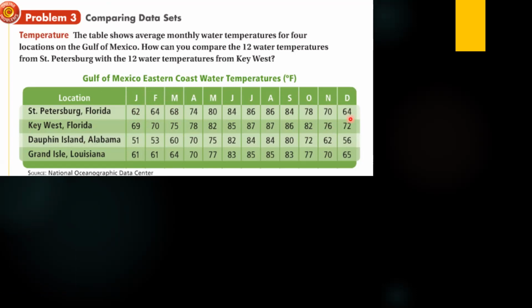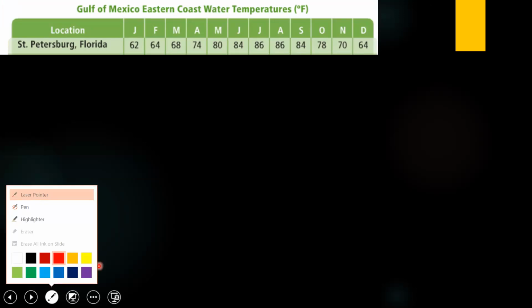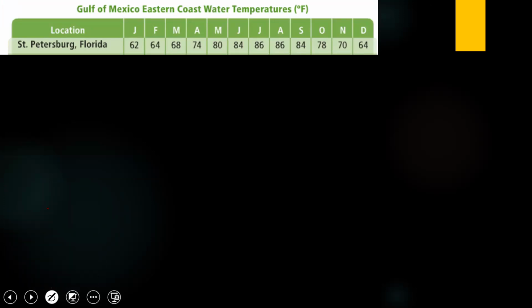I want now to compare between them. Now, here, what do you want? You want to find the mean, mode, range, or everything to compare between these data sets. Let's start now with St. Petersburg in Florida. Let's start now to see how we can find the mean. The mean, or we called it X bar, as I told you.